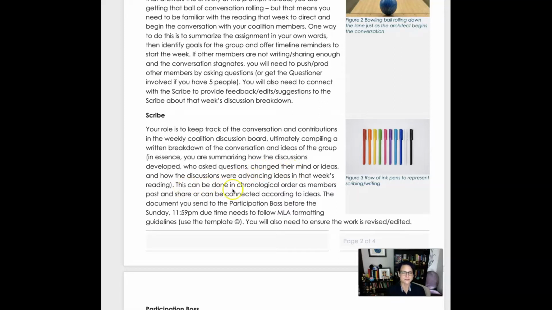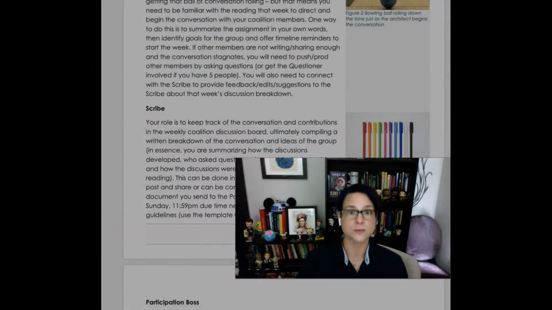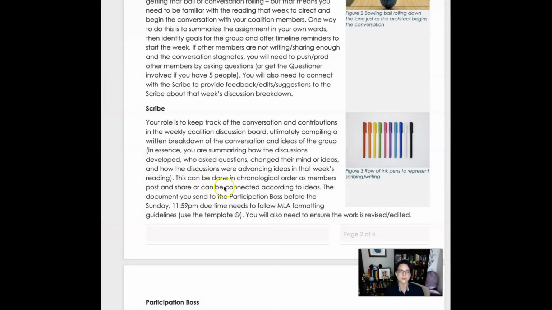And I put here, this can be done in chronological order as members post. So if you have members post on Tuesday, on Wednesday, you can put it in chronological order, like this person shared their ideas on this day. It doesn't have to be specific to the time, but show how the conversation developed and who was contributing, right? So you're summarizing the work of the group. Okay, you can do that chronologically or in any other way or shape that you would like to.